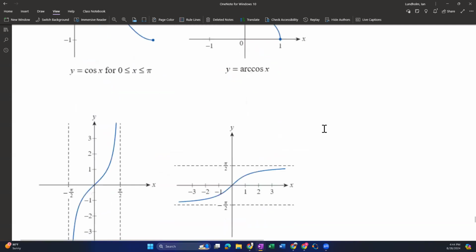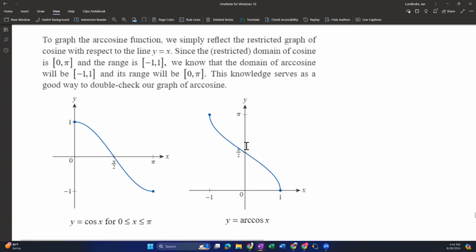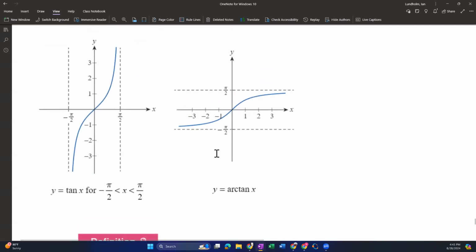Over here is tangent and arctangent. Arctangent's cool because you can put anything into arctangent and it'll output a value in between negative pi halves and pi halves. So unlike the other ones that have a very restricted domain, there's an infinite domain there. It's because we've got an infinite range here.